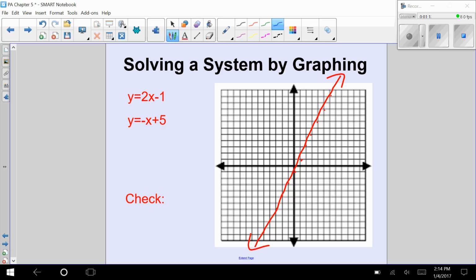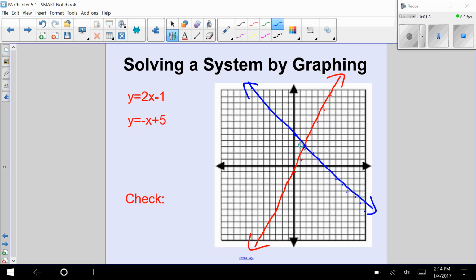This one has a y-intercept of 5. Our slope is negative 1, so we go down 1, right 1, or up and left. And as many points as possible, so we have as straight of a line as possible. And draw our line. You'll notice these two lines cross.